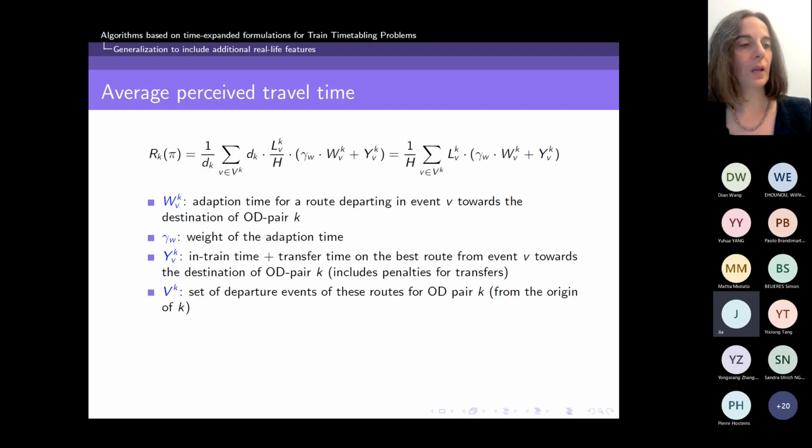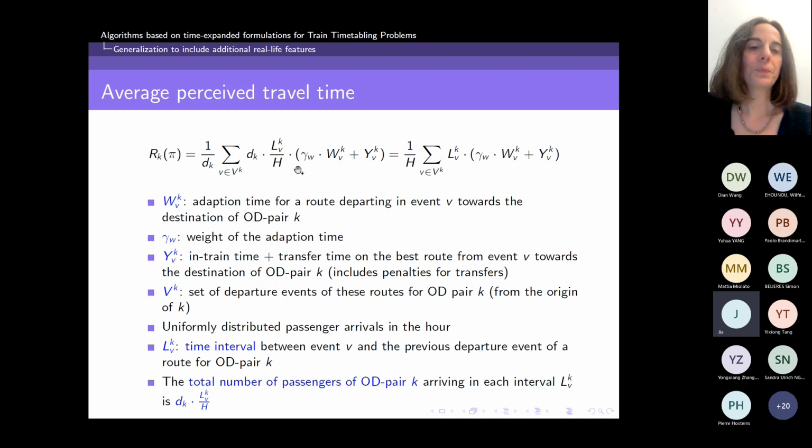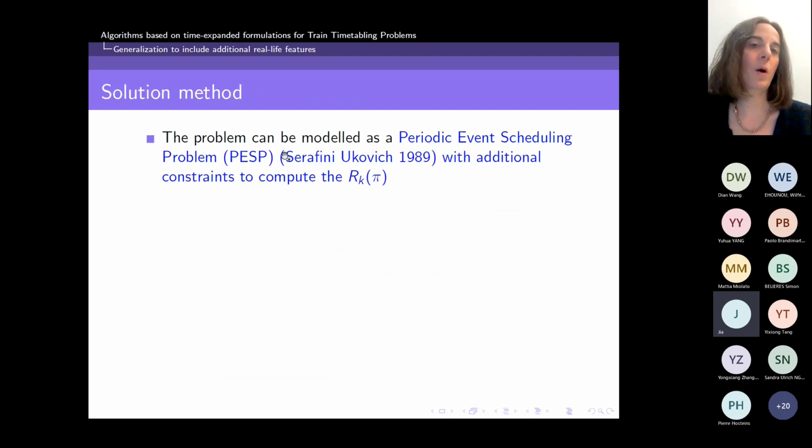So this is, I skip this, it's just the definition of the perceived travel time in detail. So just remember that this is given by the adoption time, W, plus the in-train time and transfer time, including the transfer penalties. And then we have to account for how many passengers basically will get this specific train route. And this depends on the choice of timetable that we do and how many trains do we have in this specific hour. So this problem can be modeled as a periodic event scheduling problem with some additional constraints.